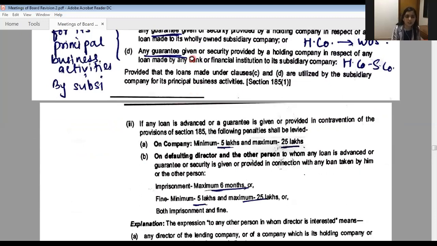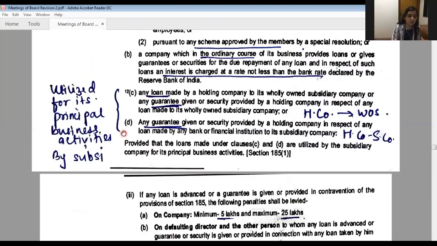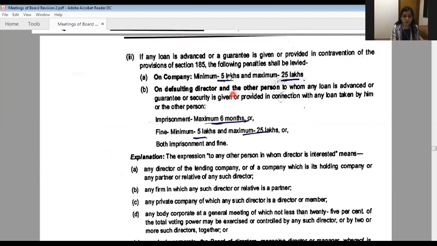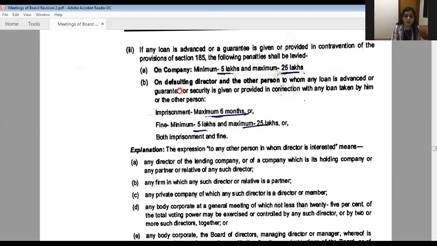The next point is any guarantee given or security provided by a holding company in respect of a loan made by any bank or financial institution to its subsidiary company. There is a condition that this shall be utilized for its principal business activity by the subsidiary company. In contravention of the provisions of section 185, the penalty on the company is a minimum of 5 lakh and a maximum of 25 lakh. On a defaulting director, the imprisonment can be a maximum of 6 months, or a fine of minimum 5 lakh and maximum 25 lakh, or both.